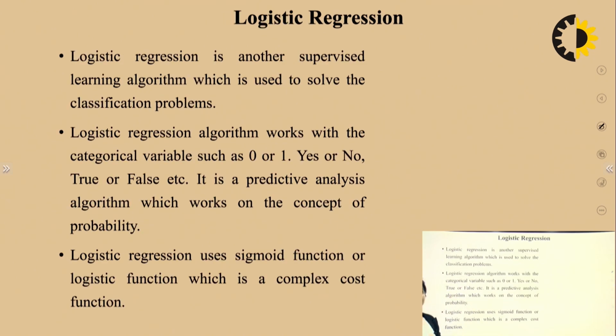Next is logistic regression. Logistic regression is another supervised machine learning algorithm which is used for classification purposes. In logistic regression, we basically do binary classification, like true, false, yes, no, or 0 and 1 values. Logistic regression uses a sigmoidal function, and its graph has an S-curve form.